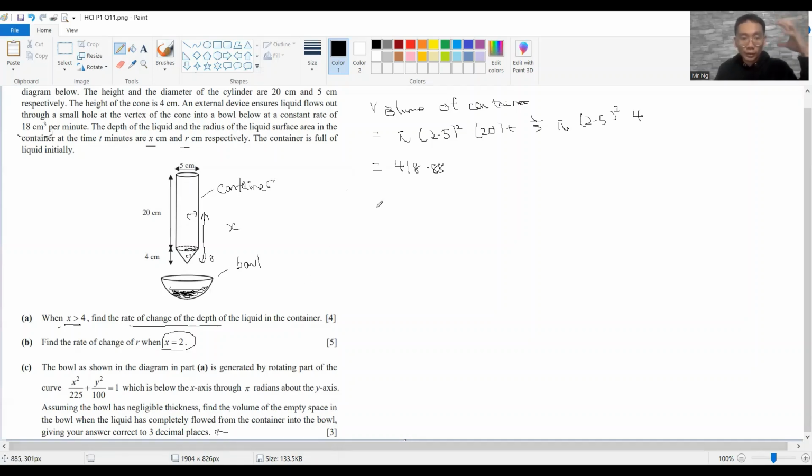After that you need to find the volume of the bowl. The volume of the bowl comes with your understanding of your graph. So this graph, I think you should roughly know is an ellipse. The horizontal radius or horizontal length is 15 to each side, then 10 to the top and bottom. With this, this is how it will look like.